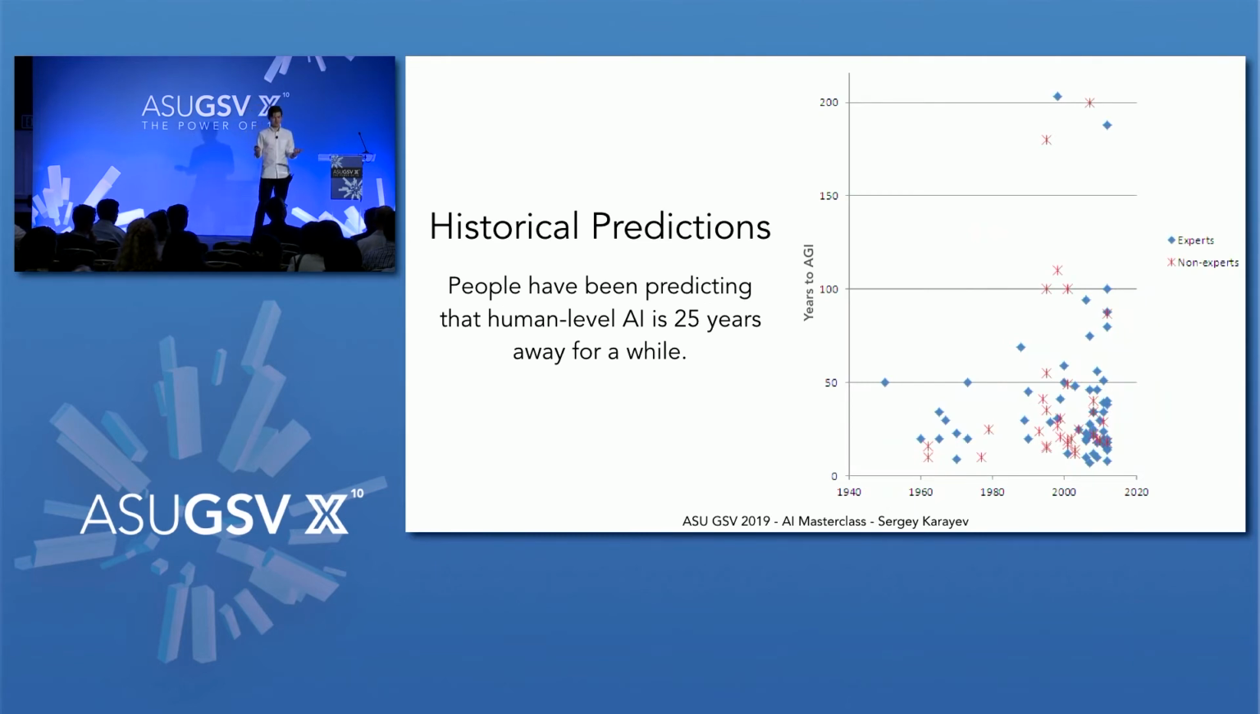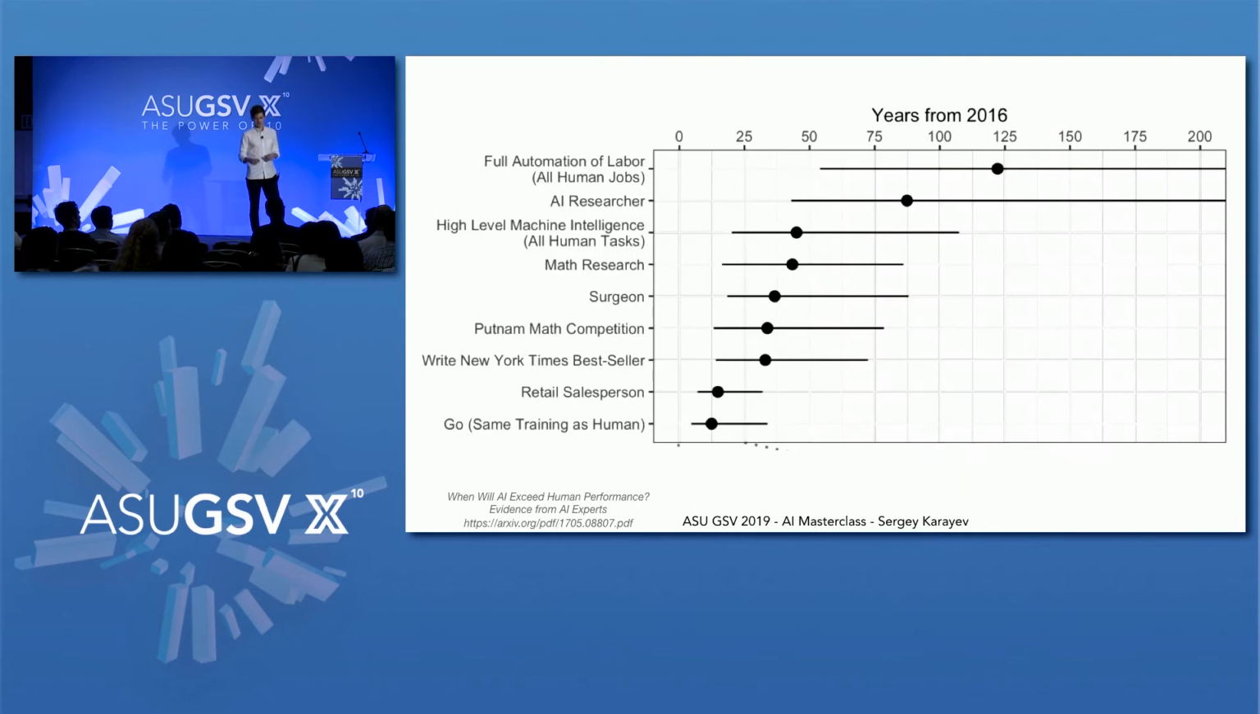And part of the reason for this is, people have been predicting that human-level AI is 25 years away since the 50s. And in recent years, people have actually been tempering their predictions and saying, well, maybe it's 50 to 100 years away, experts and non-experts. When you ask experts about specific subsets of intelligence, then you get more tightly bound predictions.